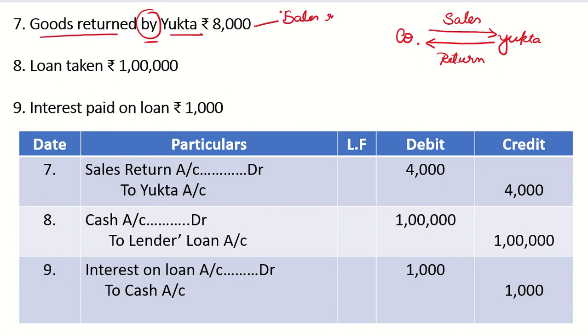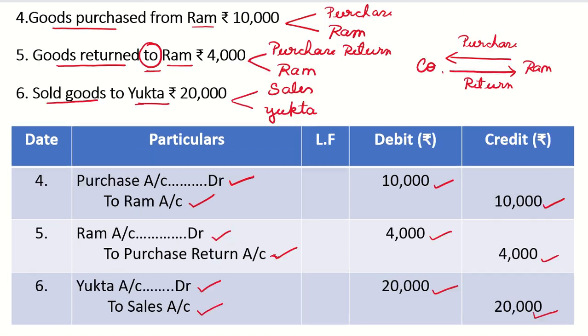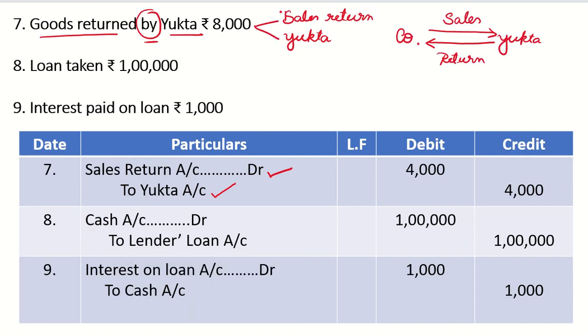So first account will be sales return account. Now, goods are returned by Yukta, so the second account which gets affected is what? Yukta's account. So sales return account will be debited to Yukta's account, because Yukta is returning the goods. She is the giver of the goods. In the previous entry, when we sold the goods to Yukta, sales account was credited. But when she is returning it back, it will be on the opposite side, that is, sales return account debit. Fine. So that was the difference between the two entries.